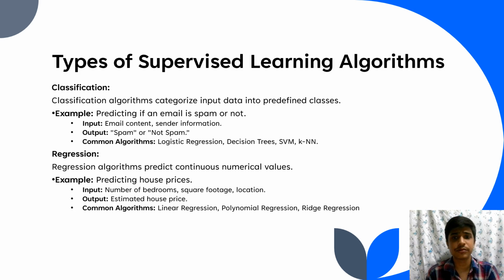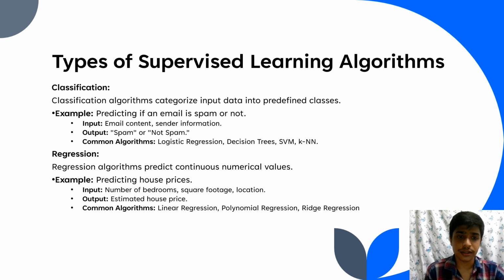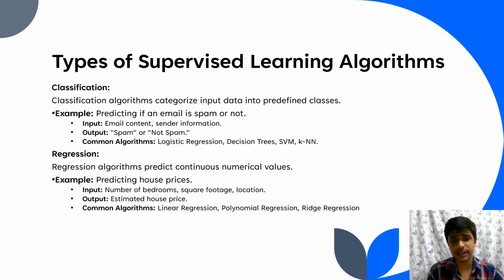So next is the types of supervised learning algorithm. There are two types: classification and regression. A classification algorithm categorizes input data into predefined classes. For example, predicting if an email is spam or not. It's a very popular example. The input is email content and sender information, and the output is spam or not.